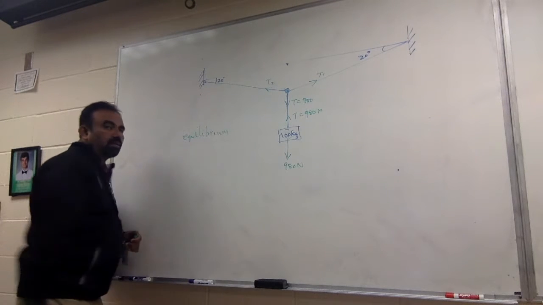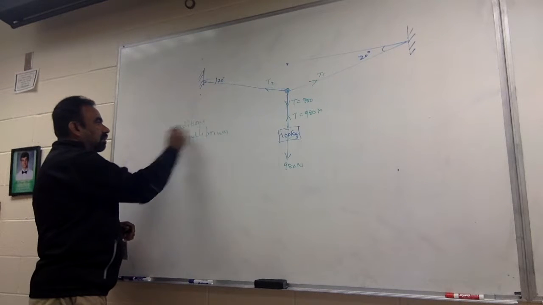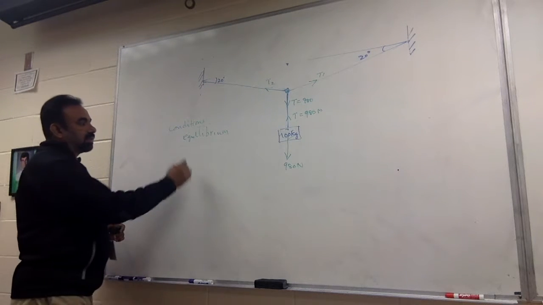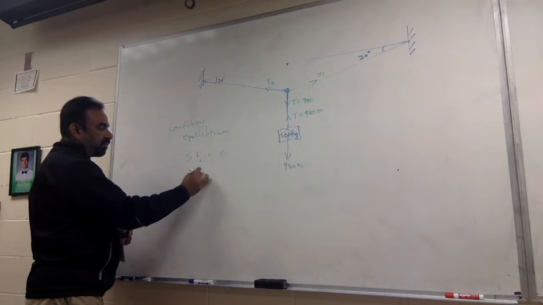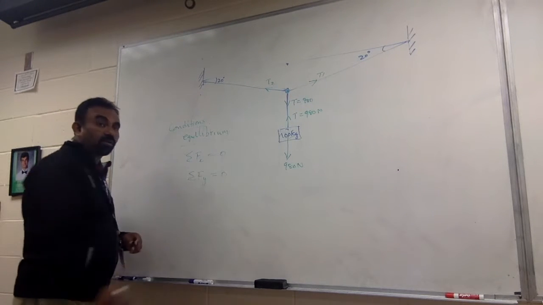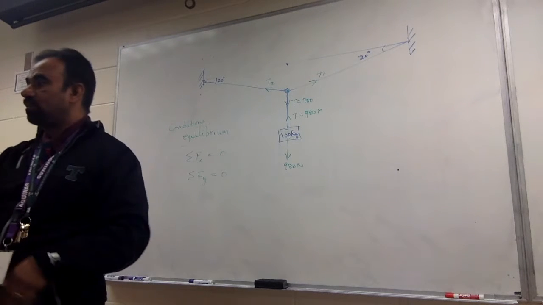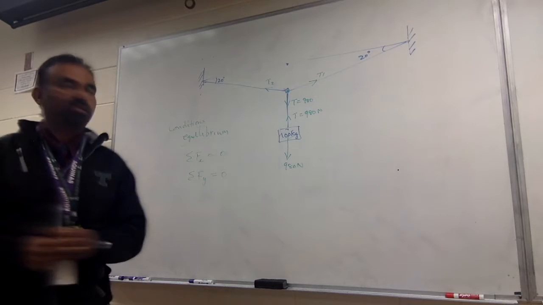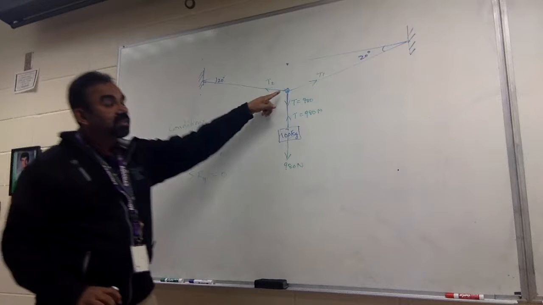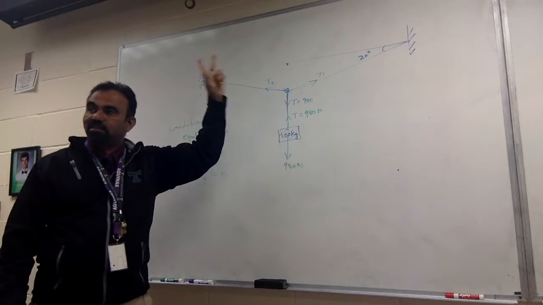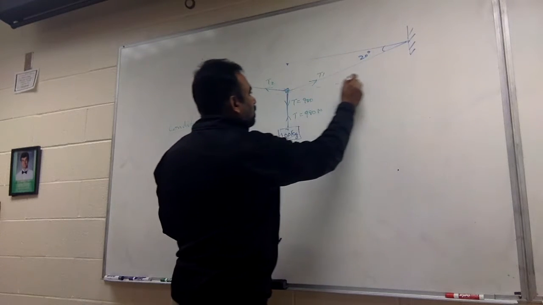Since the knot is in equilibrium, T2 plus T1... what is the condition for equilibrium? Conditions for equilibrium: net force in the x direction must be 0, and the net force in the y direction alone must be 0 also. Because if the net force is 0, it won't have an x component or y component. So what we do now is resolve. There are 3 forces acting on it, so we're going by the method of resolving.